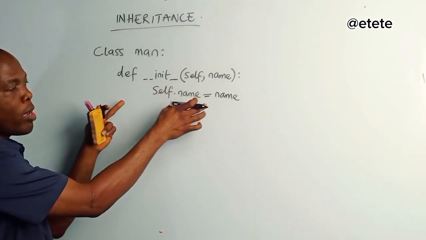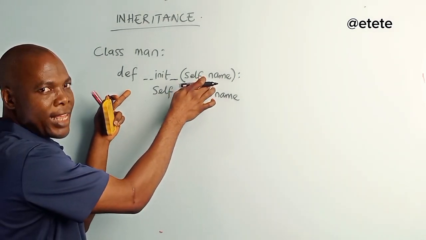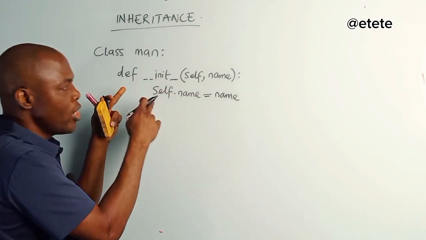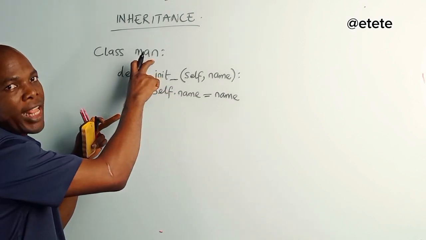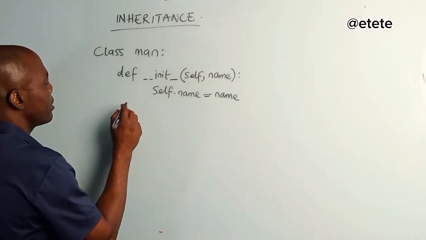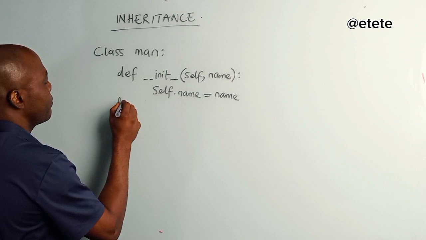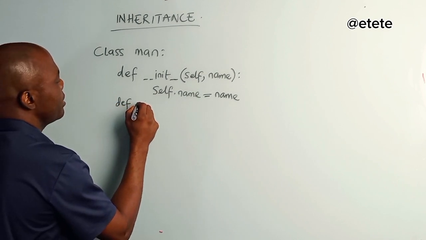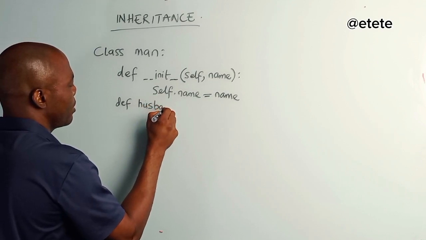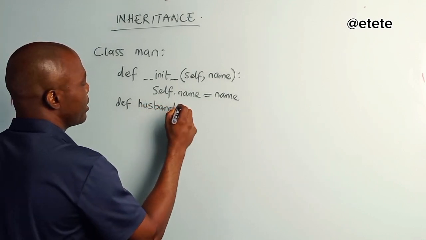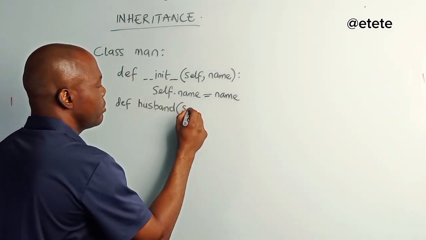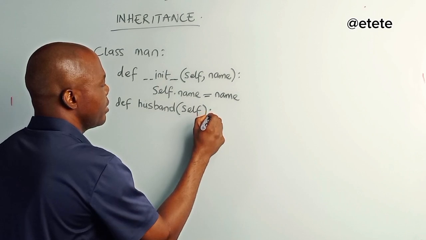So I have created one method inside this class, which is what? The init method that is going to initialize the object that will be instantiated for this class. Okay, so I'm going to define another method, and I'll say def, and I will name it husband. And then this husband is an instance method. I've taught you that. So this will be self, and then you close this.